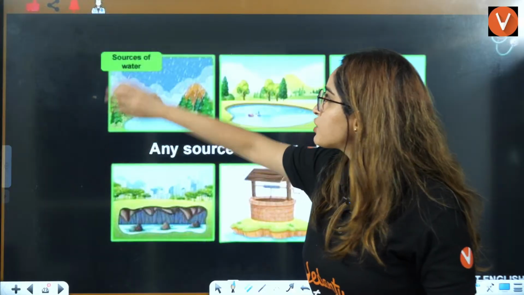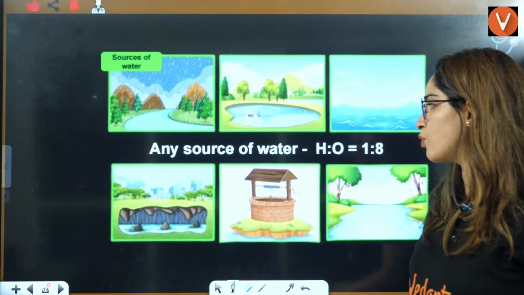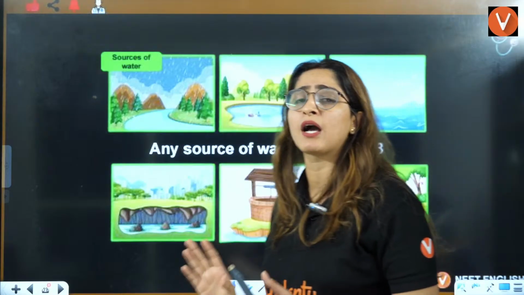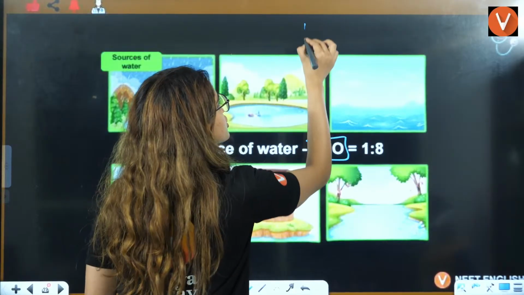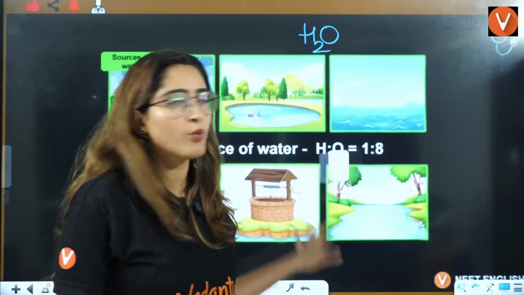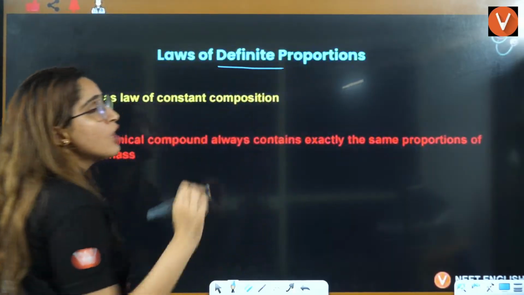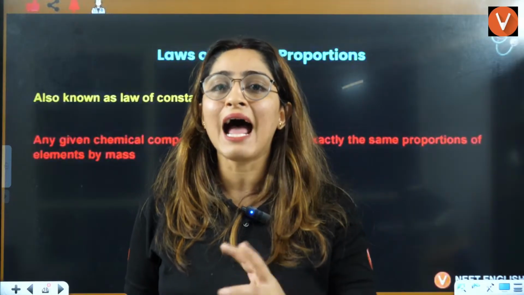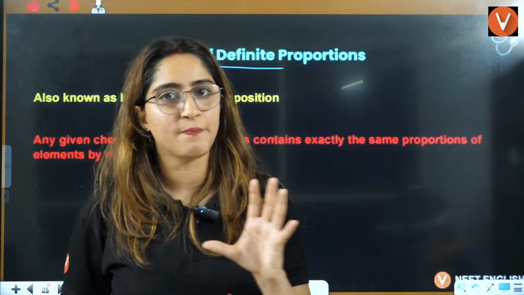So if you say sources of water, it's river, lake, mountains, oceans, groundwater from a well, anywhere you pick out water, it is always going to be H2O. Always and always it is going to be H2O, right? So that is called the law of definite proportion, law of constant proportion, law of fixed proportion, that the proportion in which the atoms are there is going to be fixed, right?